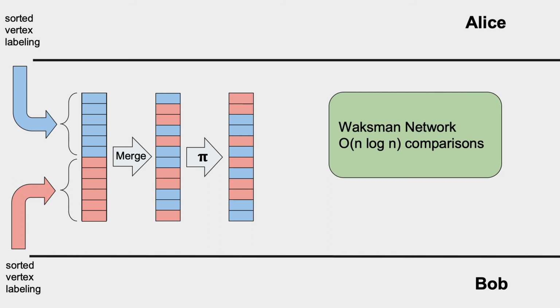Then the circuit randomly permutes the merged list. Each party submits randomly generated select bits, and the circuit uses a Waksman network to permute. We do this in n log n comparisons as well.